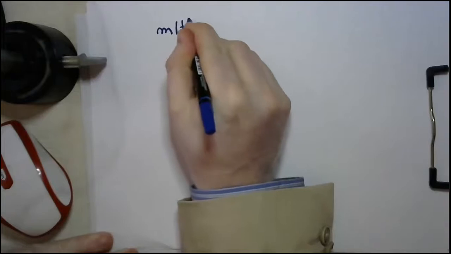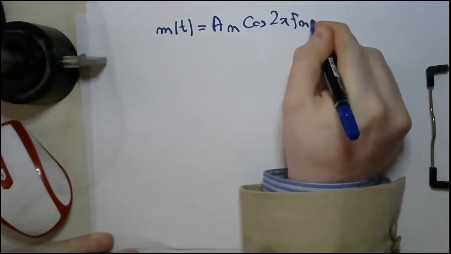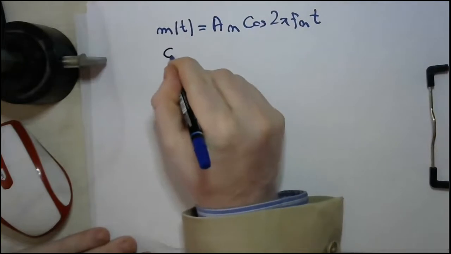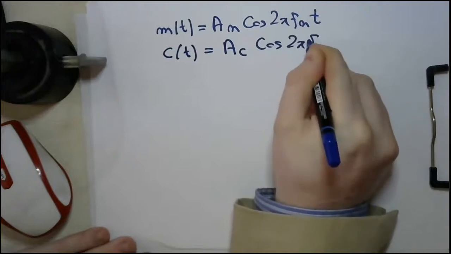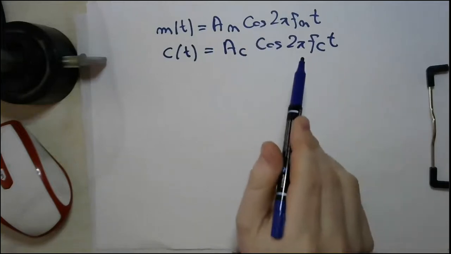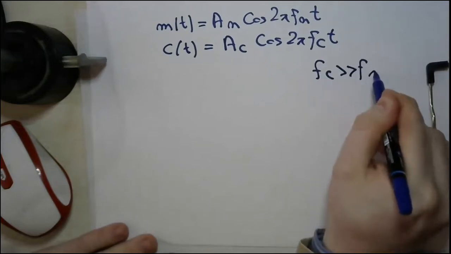So we have m(t), which is the message, equal to Am cosine 2 pi fm t. Generally, this message may be any generic analog signal m(t), but for the purpose of an easy mathematical analysis, we just choose it to be a monotonic sinusoidal wave. The carrier, c(t), is Ac cosine 2 pi fc t. Again, please don't forget that fm is a baseband signal, and fc is a passband signal. So logically speaking, fc is much greater than fm.